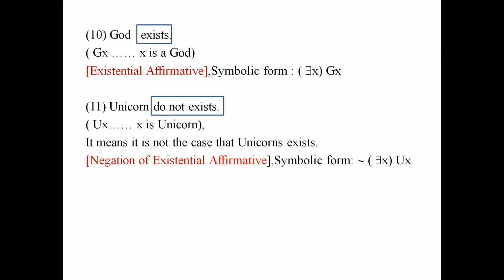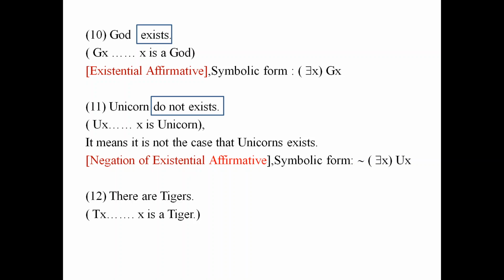12th, there are tigers. The words there are are used, so it's an existential affirmative proposition. So you will have existential quantifier phi x. Instead of phi you are going to write capital T for tigers, and it will be read there is at least one x such that x is a tiger.